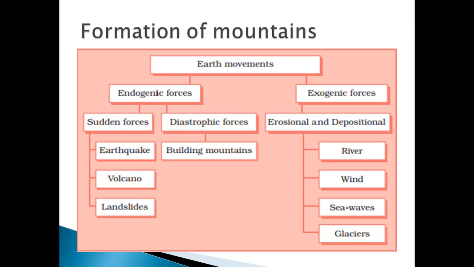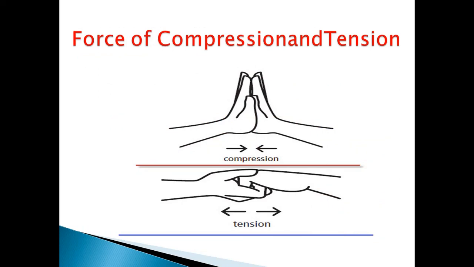So, endogenous processes are those processes which originate within the earth's crust. These processes cause earthquake and volcanic activities also. There are three main endogenous processes: folding, faulting, and volcanism. We will discuss all three processes in detail.